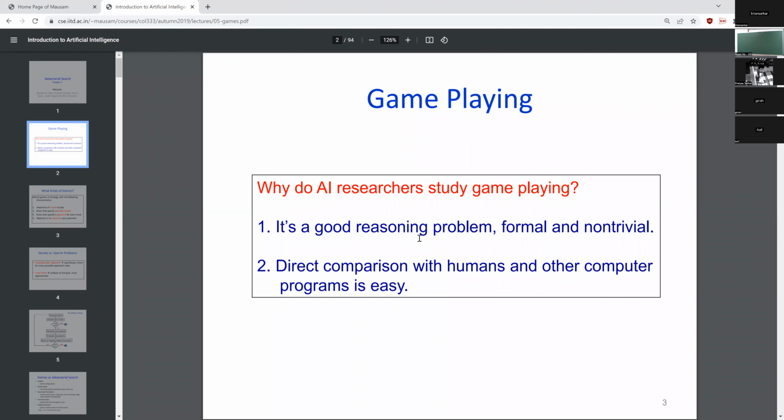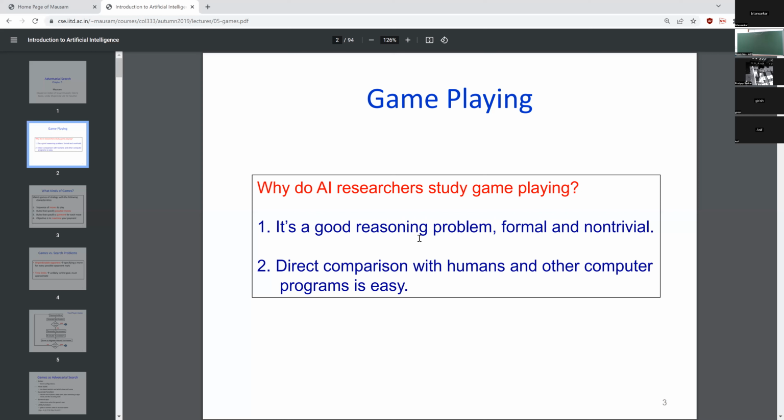Now, why is game playing important? Games have been an important intellectual exercise and an interest for human beings way back in the past. For example, chess has been around and has occupied human minds for more than 1,400 years. Games like backgammon are also very old. So they have occupied the human mind, number one.